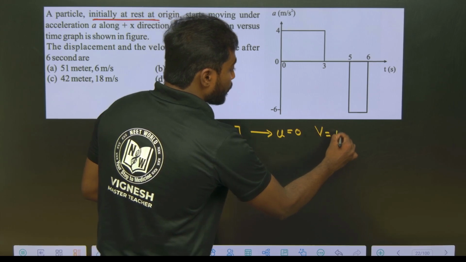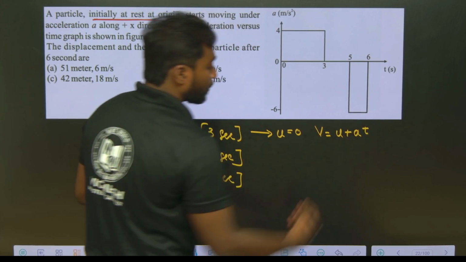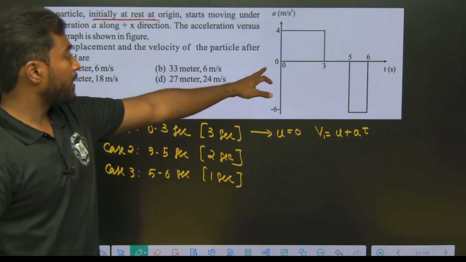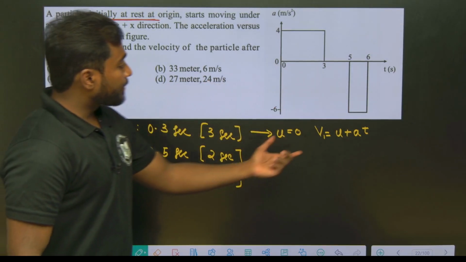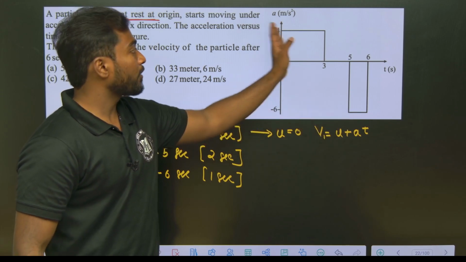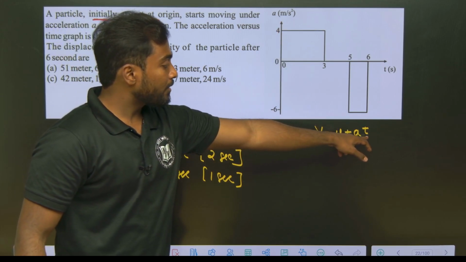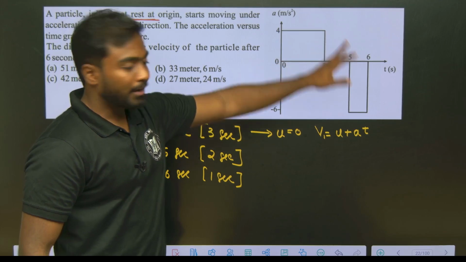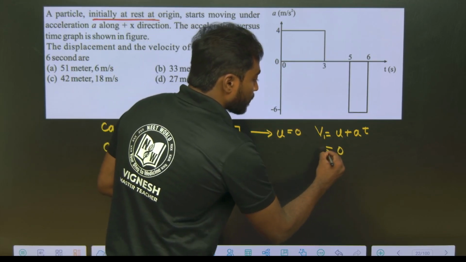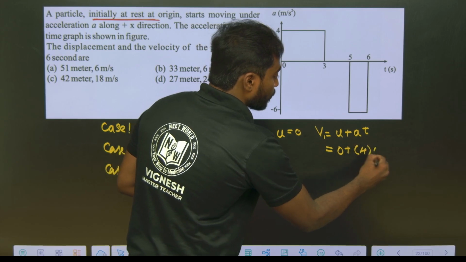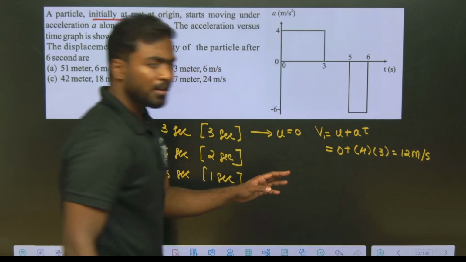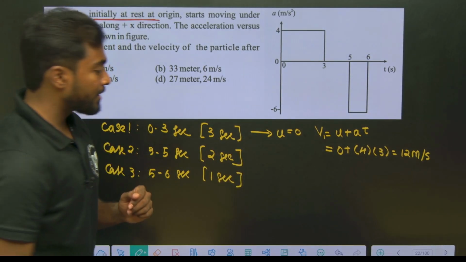Here v = u + at. I'll consider v1 as the velocity of case 1. The acceleration is 4 meter per second square, which it is maintaining, and the time is 3 seconds. So it is 0 + 4 × 3, which is 12 meter per second. This is my velocity. What about the displacement?